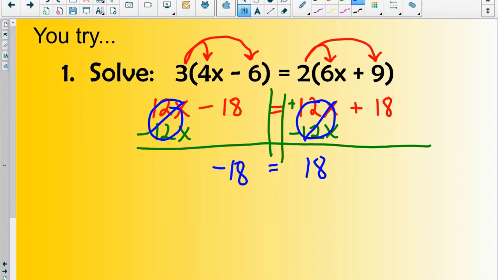So the variables canceled on both sides. That tells us right away x is gone. This is a special equation. And we ended up with two numbers that are not the same. Because if we ask ourselves, is this true? Is negative 18 equal to positive 18? No, they're nowhere near the same. If I owe you $18, that's not the same thing as somebody owing me $18. It's completely different.